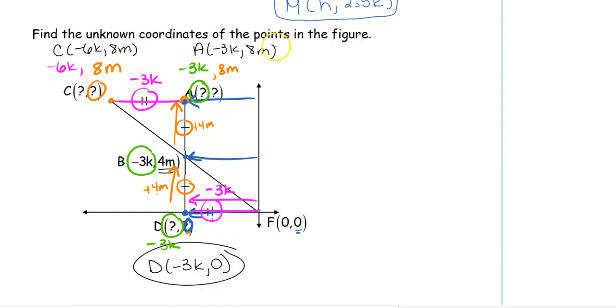So yeah, this one's a little bit harder because we have to think abstractly and we have to put all of the pieces together, but not too bad.